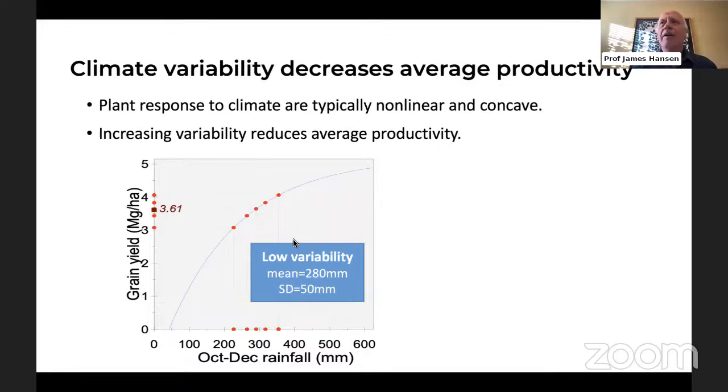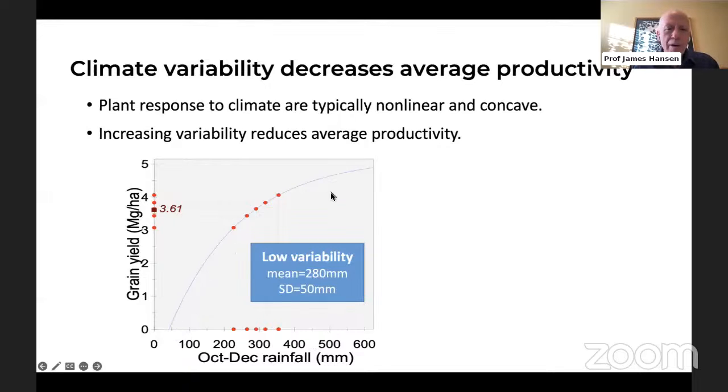But it's not just variability. Variability of climate does affect variability of productivity, but it can also decrease average productivity. And this is because of the nonlinearity of crop response, plant response to the environment. So plant response to any climate variable is typically nonlinear, and it's also concave with respect to the x-axis here.